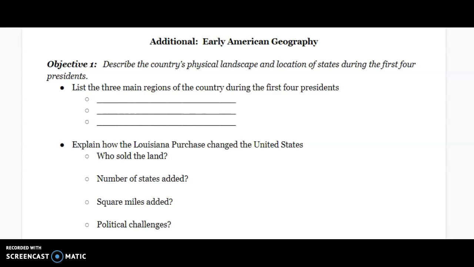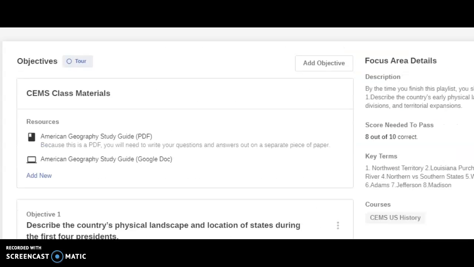Hi ladies and gentlemen, I'm here to record a quick video reviewing the Early American Geography Additional. So there is a study guide that I'd like for you to open and follow along with. It'll look just like this. When you go to Summit, let me scroll up to the top here.